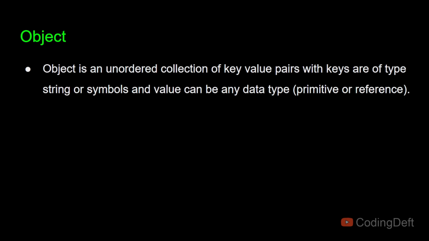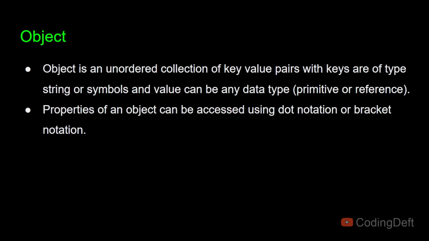In the previous video, we have seen arrays in JavaScript. In this video, we will see objects. So what is an object? Object is an unordered collection of key value pairs with keys of type strings or symbols. And value can be of any type, either primitive or references like functions.